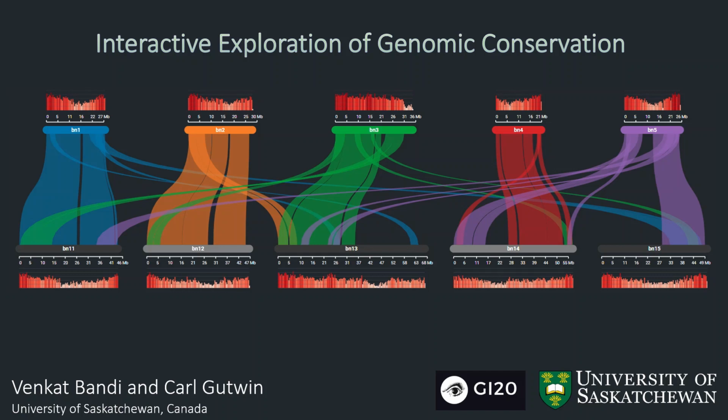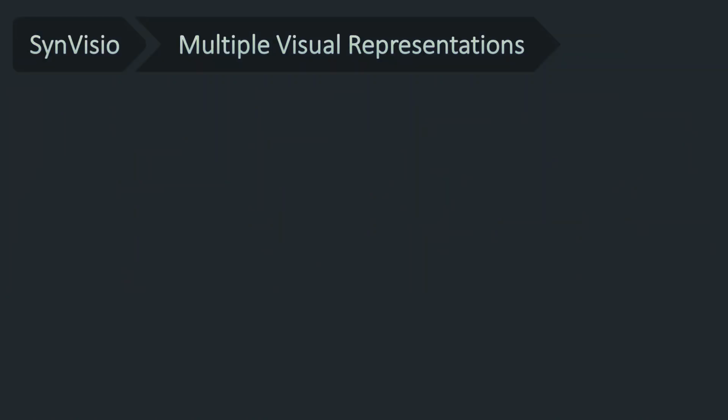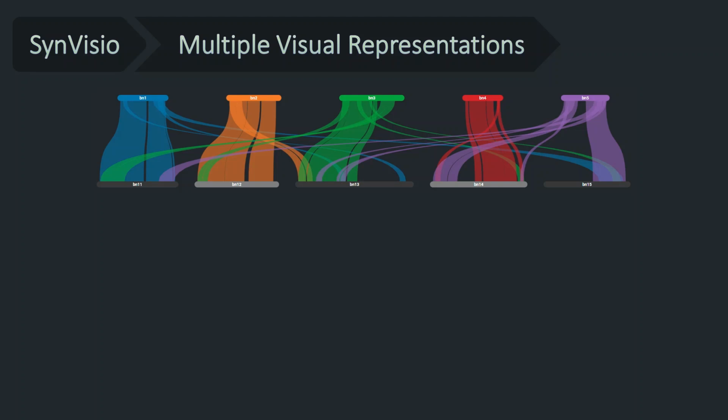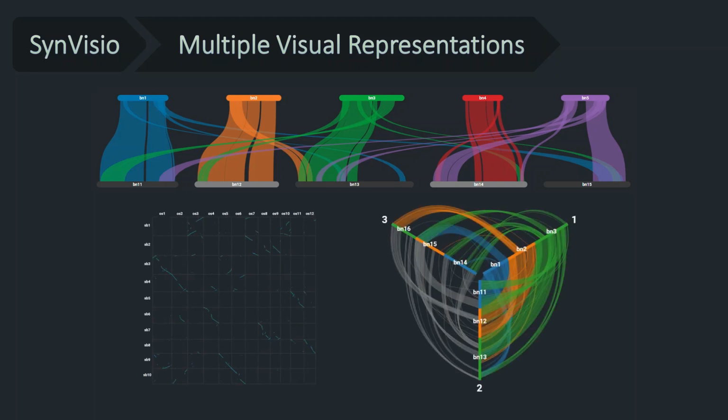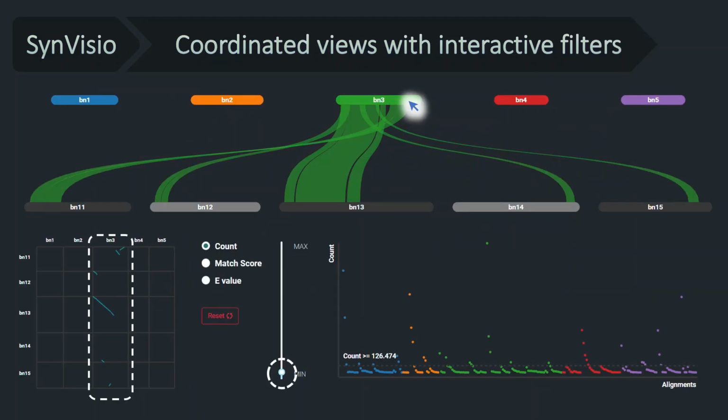The main focus of this research is the design and development of an interactive visualization tool called SynVisio that can assist genomic researchers and biologists in interactively exploring genomic conservation. SynVisio offers multiple visual representations such as parallel plots, matrix-style dot plots, and even multi-genome comparison plots such as hive plots. Further, it also lets researchers explore the datasets in multiple coordinated visualizations and offers them the ability to dynamically refine these visualizations through a combination of interaction techniques.